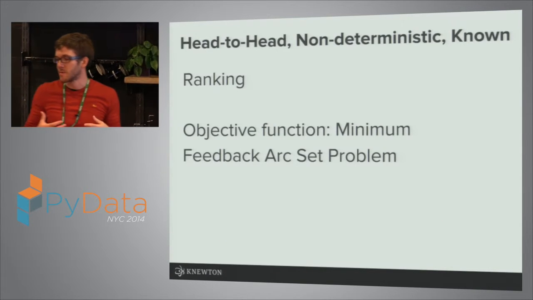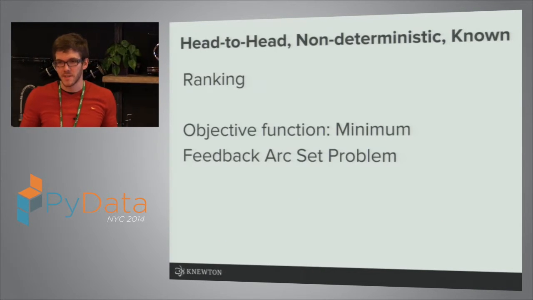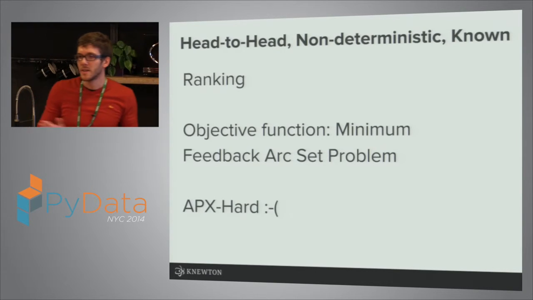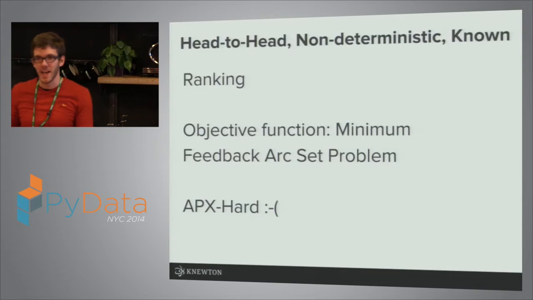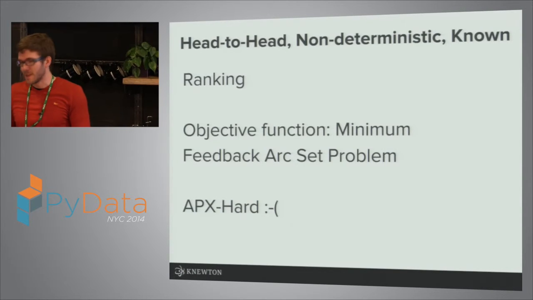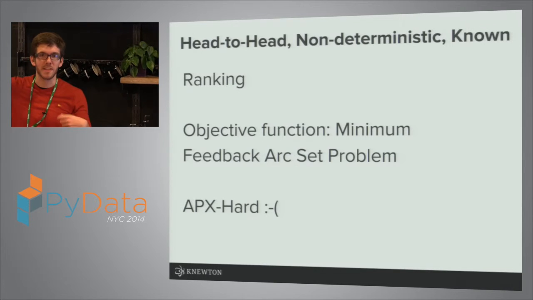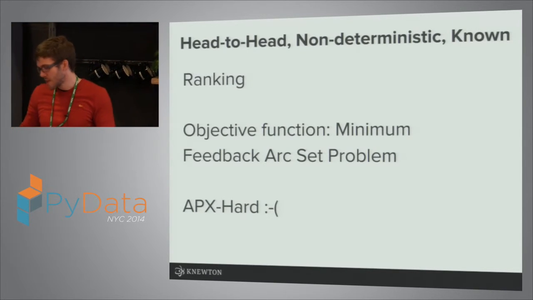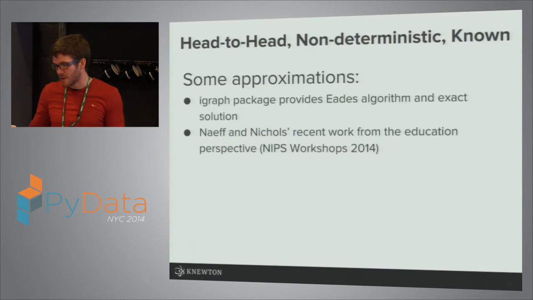And it also has this other problem, which is that another name for this objective function is the minimum feedback arc set problem, and this turns out to be APX hard. If you are not familiar with the class of APX problems, just be sad. It's basically NP hard, but for approximation as opposed to actually determining the answer. So this is very sad.